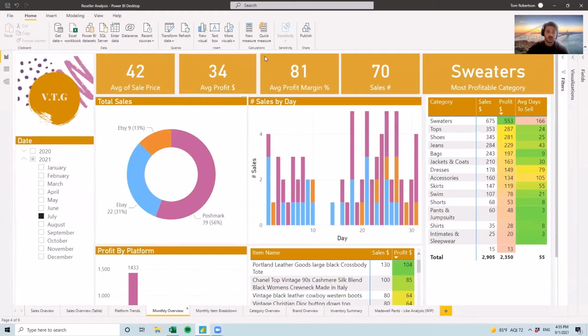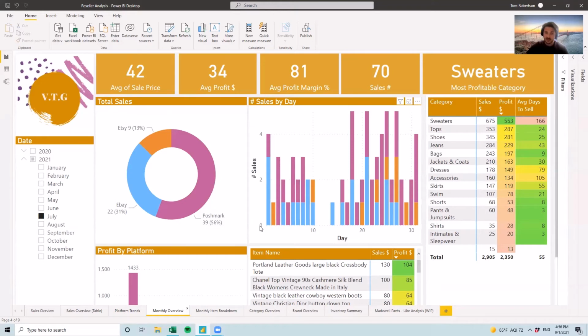Again, August is really nice, but we'll have to hold on to that one. But we were pretty much right on the money here on average. So 42 sale, 34 profit margin, a little bit better. Sale numbers were good, and sweaters were, again, something we sell a lot of, as my wife likes to pick up all the vintage sweaters possible. So that's a good category for us. And most of our sales have come from Poshmark during this month. Etsy was kind of quiet, only 9 sales, 39 for Poshmark and 22 for eBay.